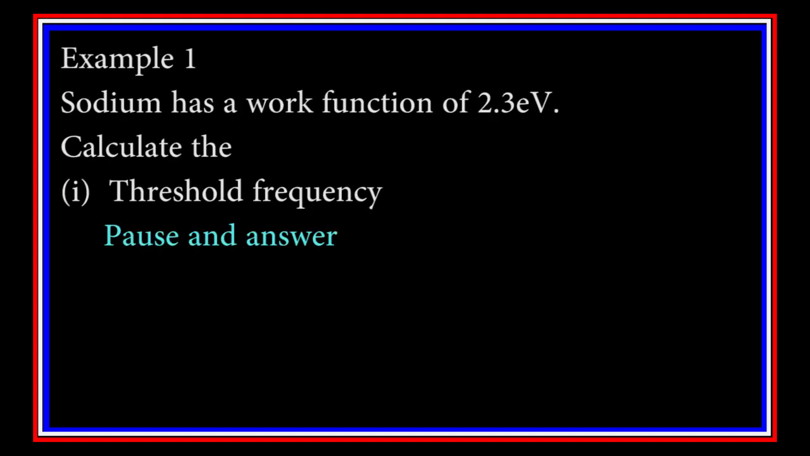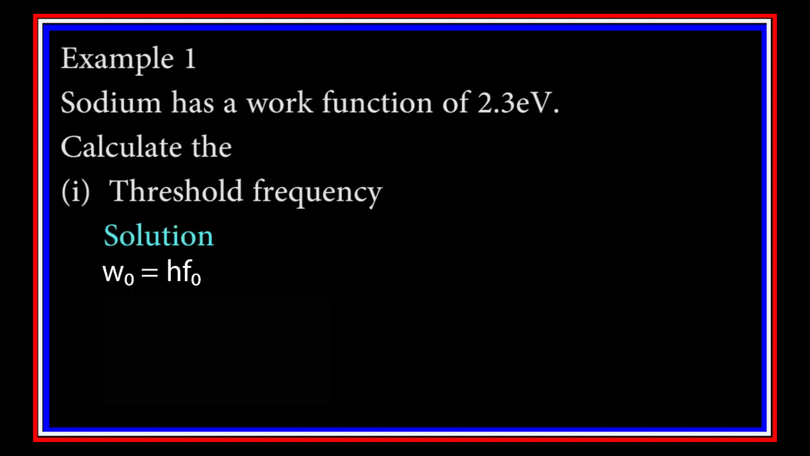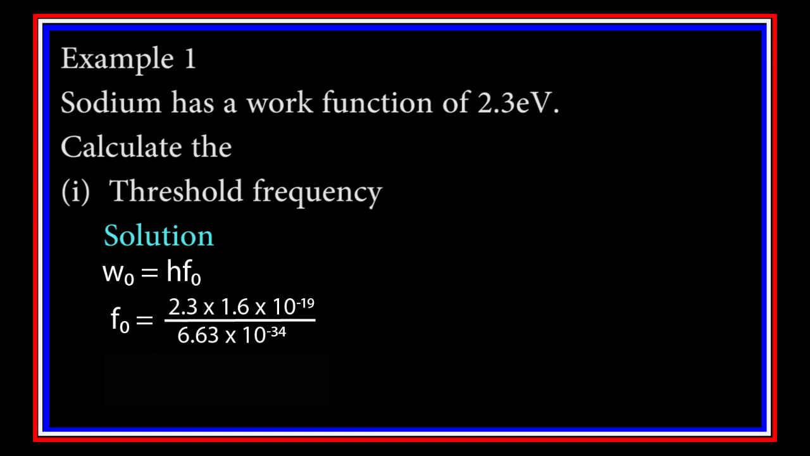Example 1. Sodium has a work function of 2.3 eV. Calculate 1. Threshold frequency. From W0 is equal to h f0, f0 is equal to 2.3 times 10 to the power negative 19 over 6.63 times 10 to the power negative 34, which is equal to 5.55 times 10 to the power 14 hertz.